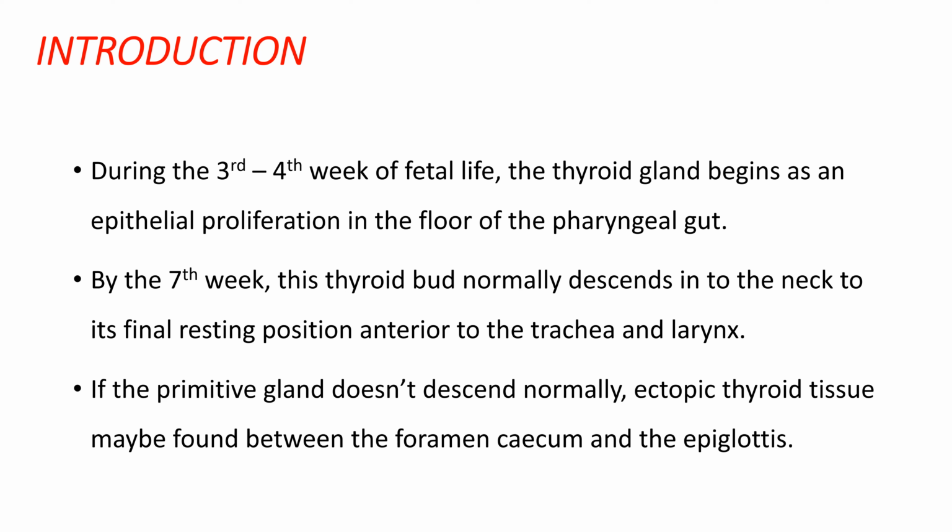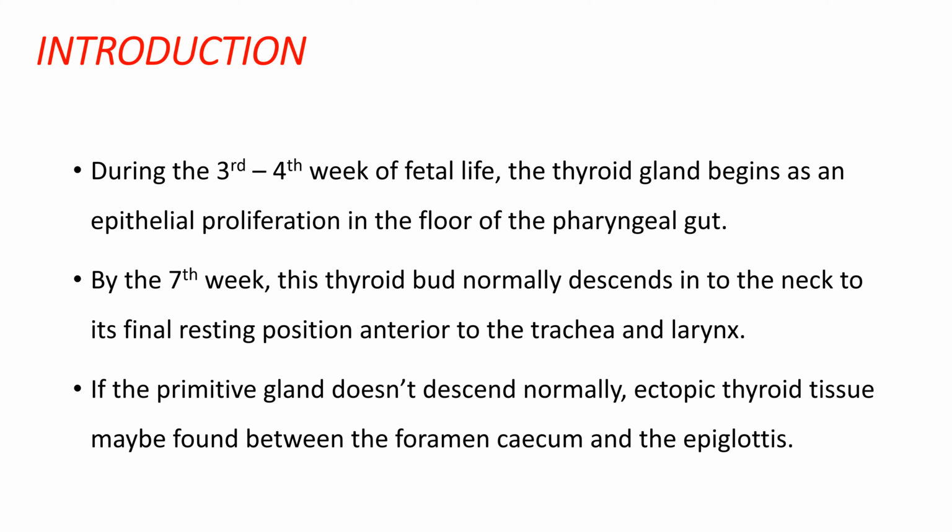During the 3rd to 4th week of fetal life, the thyroid gland begins as an epithelial proliferation in the floor of the pharyngeal gut. So during embryogenesis, around the 3rd to 4th week, there is an epithelial proliferation of the thyroid gland.